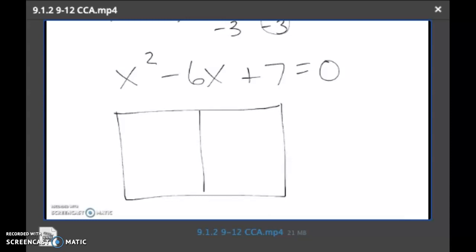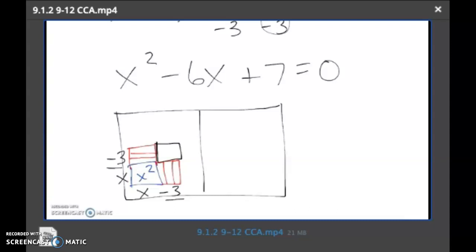Okay, so I've got my x squared tile, and I have 6 negative x's. So again, I'm trying to make a square, so I'm going to put 3 of them above my x squared and 3 of them to the right. And now when I look at the dimensions of this square, when it's completed, they will be x minus 3, because I have an x side and 3 negative sides, times x minus 3. So that makes this corner over here negative 3 times negative 3.